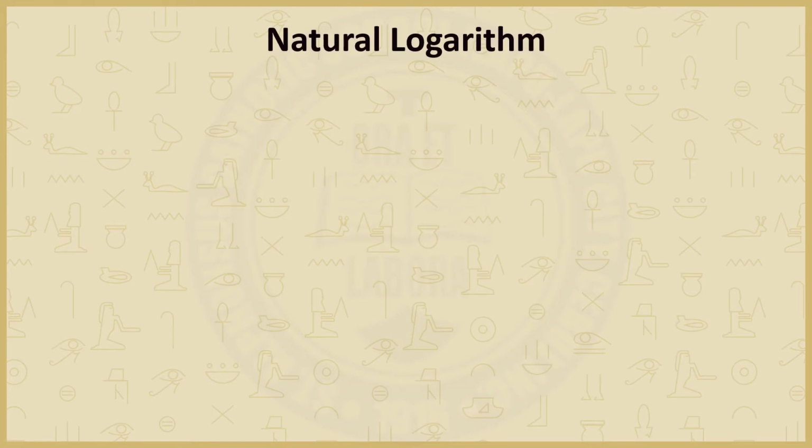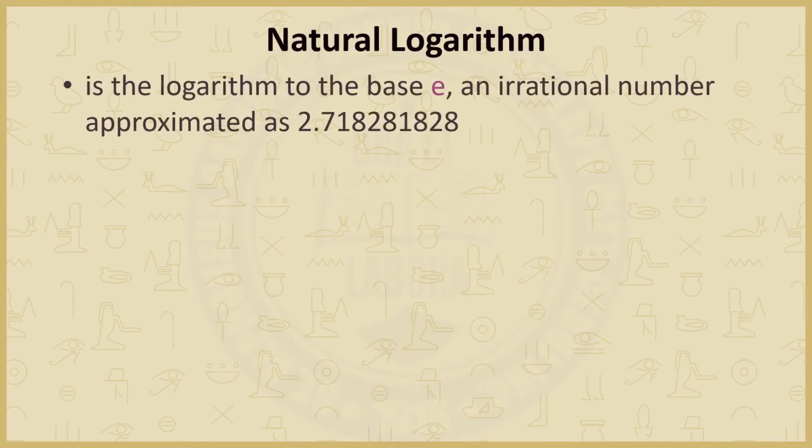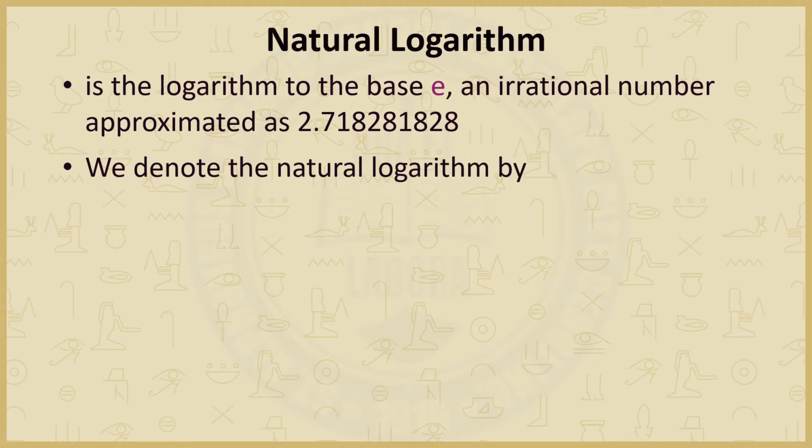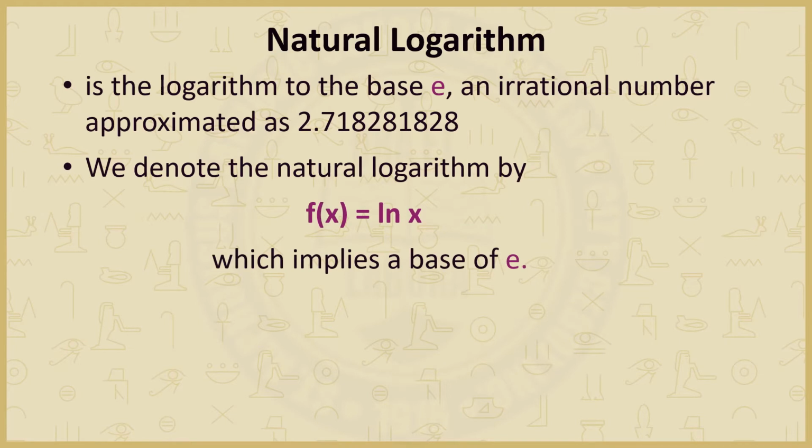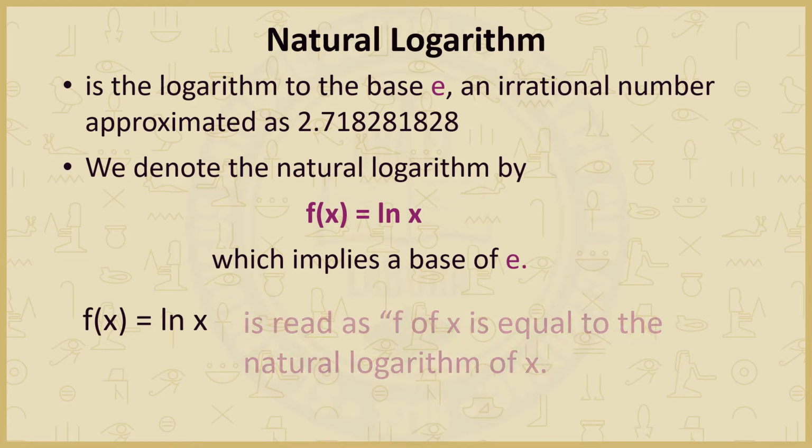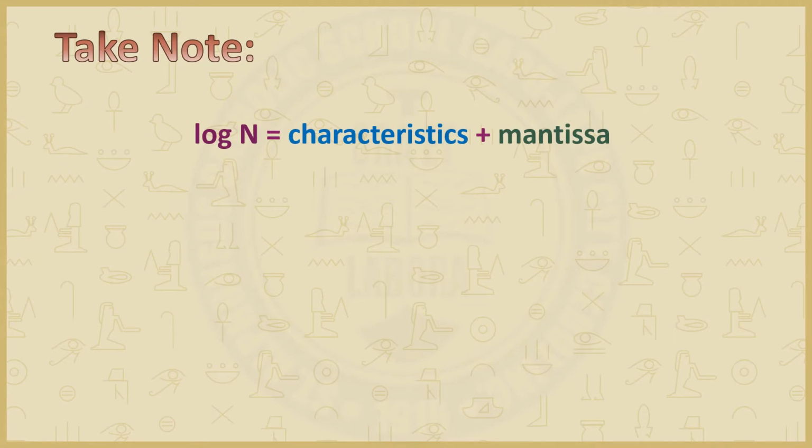The second type of the logarithm is the natural logarithm. It is the logarithm to the base e, an irrational number approximated as 2.718281828. We denote the natural logarithm by the function f of x equals the natural logarithm of x, which implies a base of e. The function is read as f of x is equal to the natural logarithm of x.